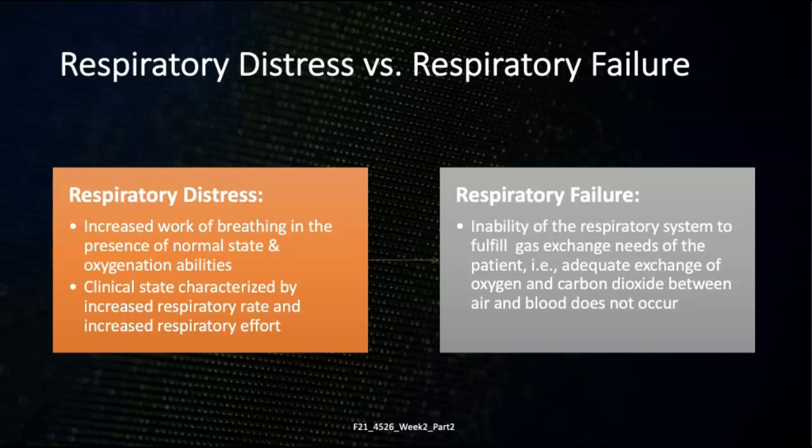When the respiratory system can no longer fulfill the gas exchange needs of the patient, so there's inadequate oxygen or inadequate exchange of oxygen and carbon dioxide, that's when respiratory failure happens. So usually respiratory failure is defined by abnormalities in the partial pressure of oxygen and the partial pressure of carbon dioxide. And you see these values when you do a blood gas.